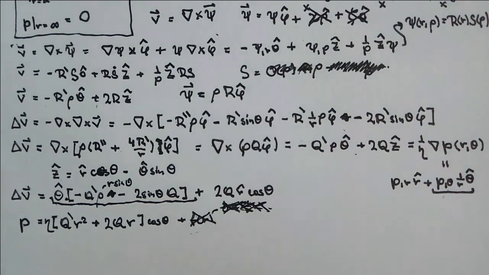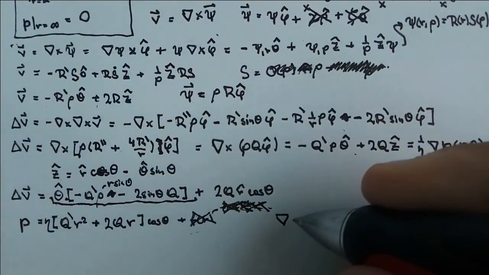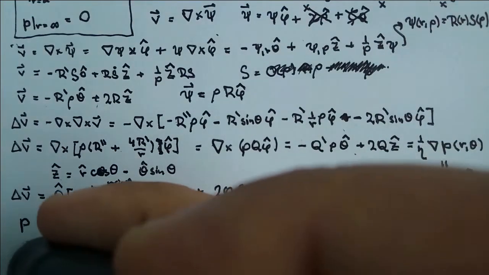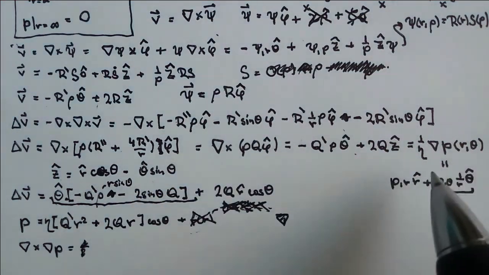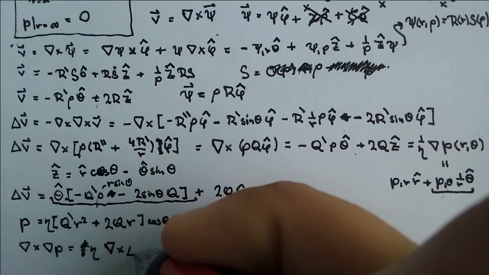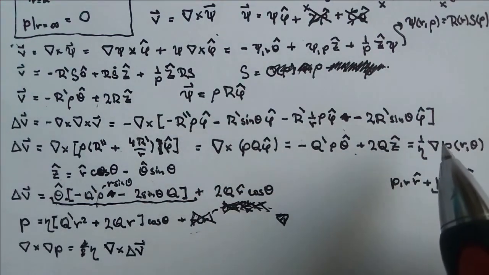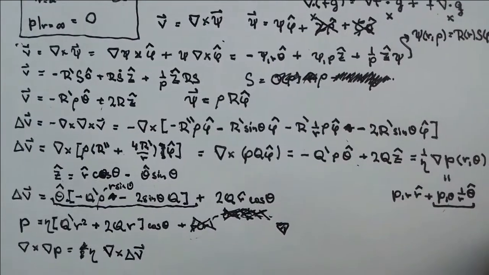Now, how do I get Q? That's the question. I will get the Q from the fact that we have already seen that a curl of a gradient of some function is always 0. If I choose the function to be pressure, I will get this relation. If I compute the curl of a gradient of p, this is gonna be 1 over eta, dynamic viscosity, and curl of a Laplacian v. Yeah, because this is from the Stokes flow equation.